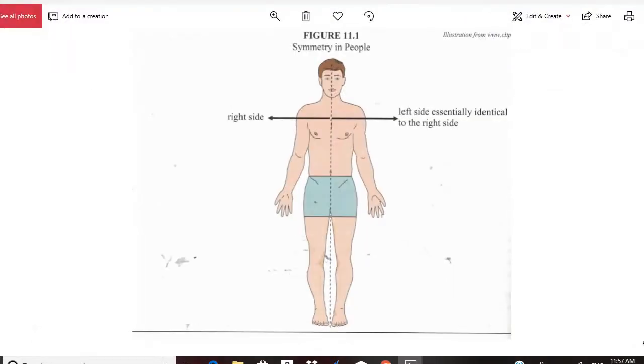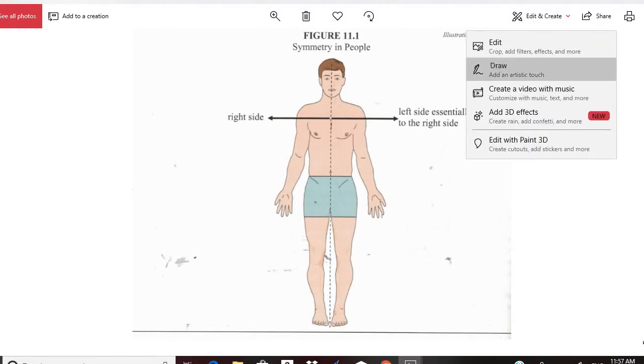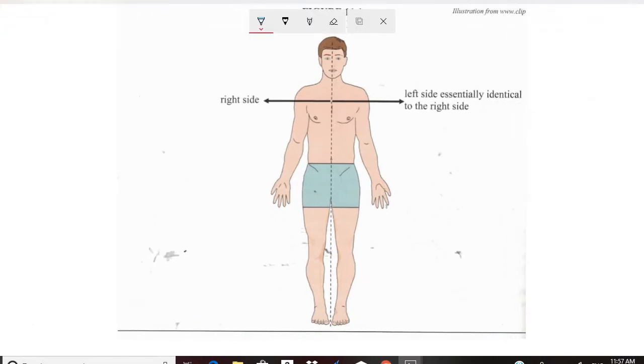So this figure shows symmetry in people, and this is showing that in people we can draw a line down the center of that person, and we end up with identical right and left halves. So that type of symmetry is called bilateral symmetry.